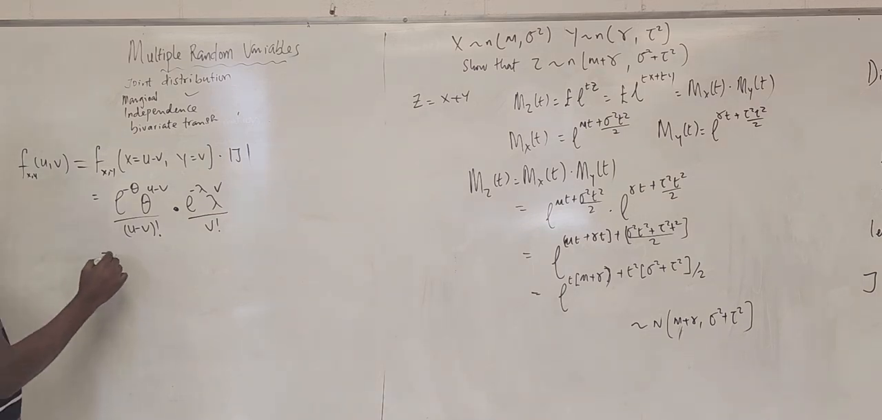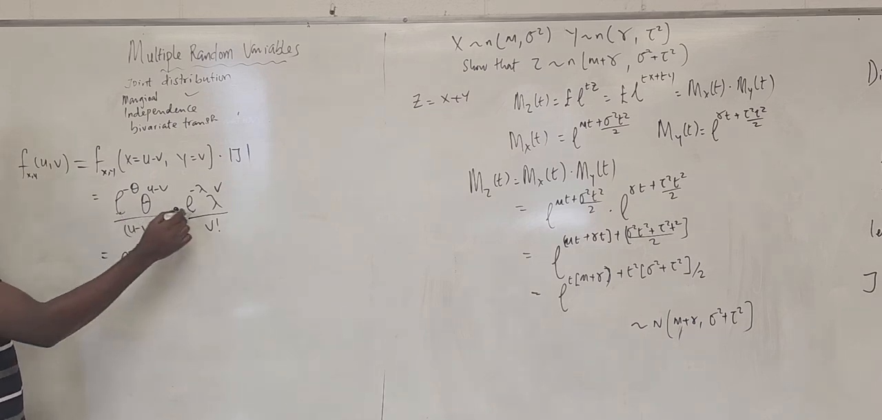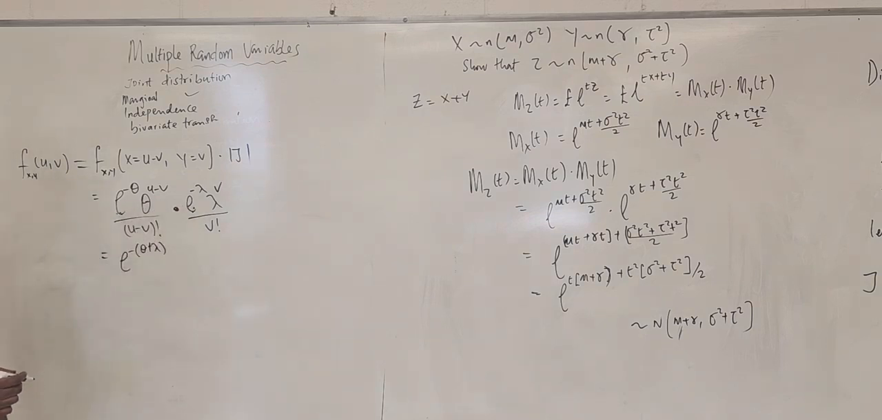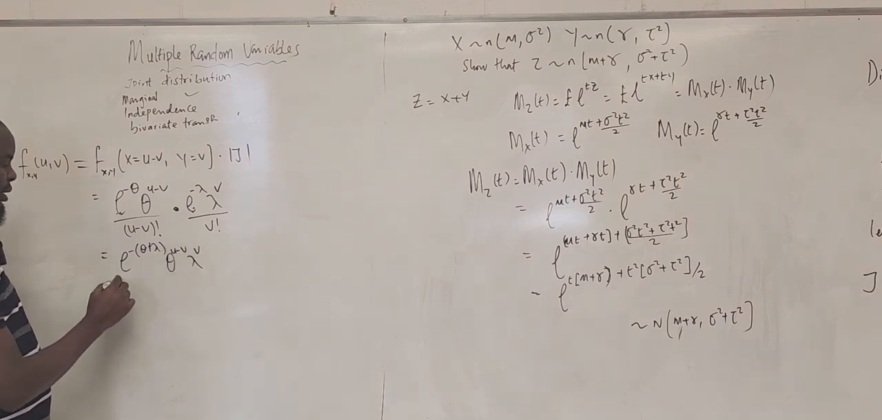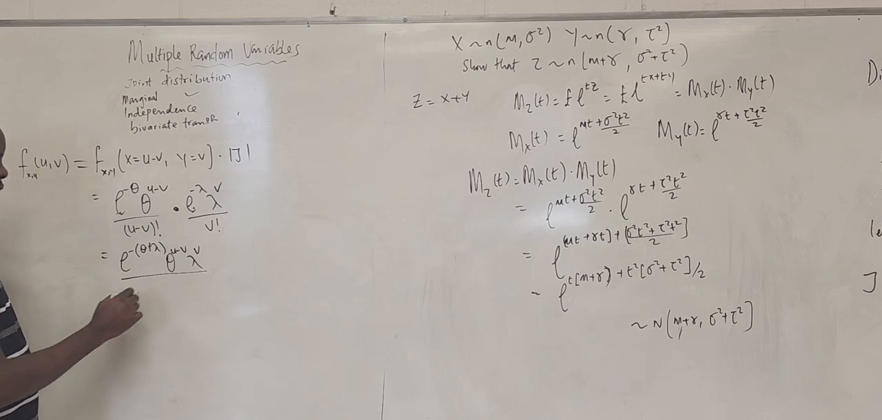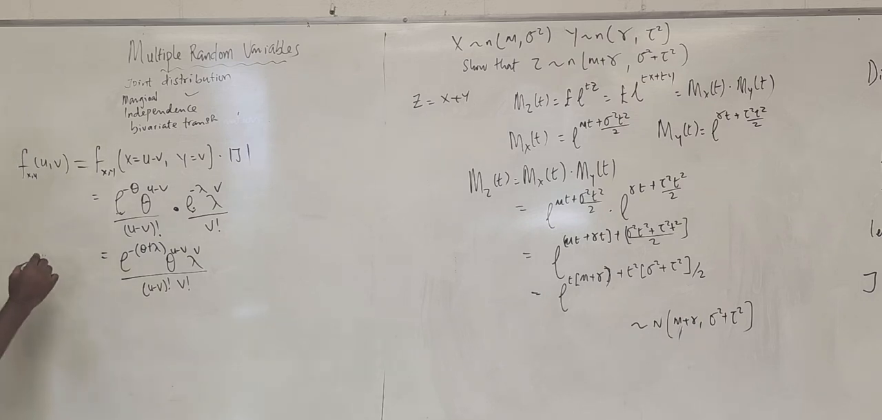And here we have exponential minus theta plus lambda, combining these two exponentials together. Theta to the power of u minus v, lambda to the power of v, over u minus v factorial, v factorial. You have this as the joint distribution with respect to u and v.